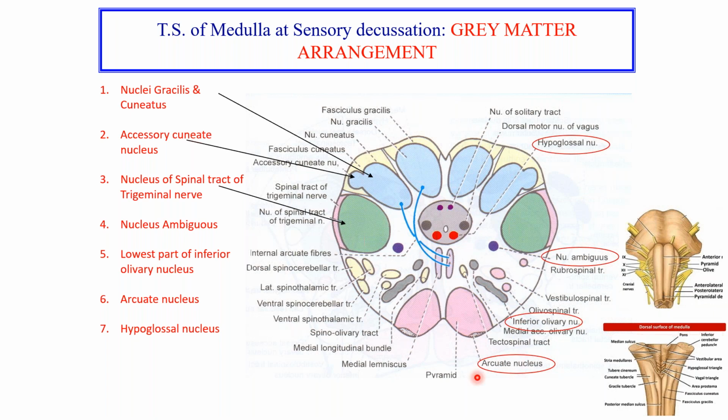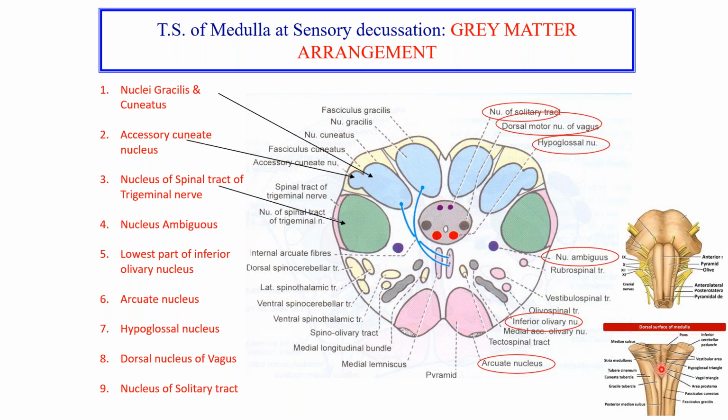Then you have to draw the hypoglossal nucleus. This is the hypoglossal nucleus, which is adjacent to the central canal in this central gray matter. Followed in this order, lateral to the hypoglossal nucleus will be this dorsal motor nucleus of the vagus. And then lastly, you have to draw this nucleus of solitary tract. So this order should be maintained: the hypoglossal, vagal, and then the nucleus of solitary tract.